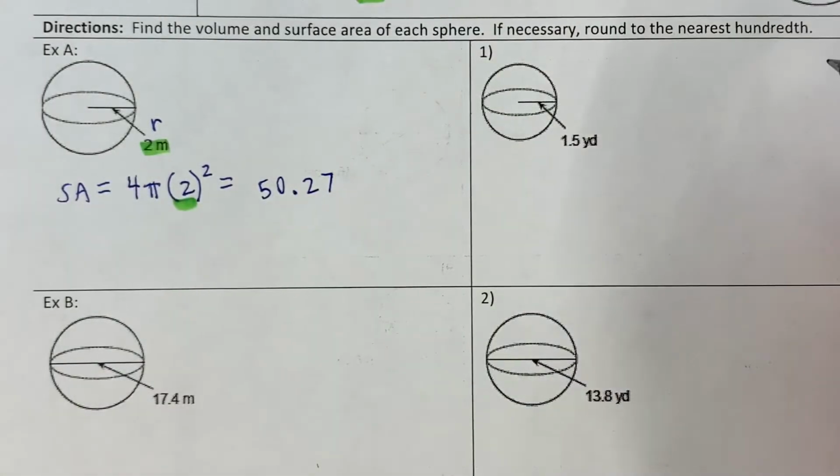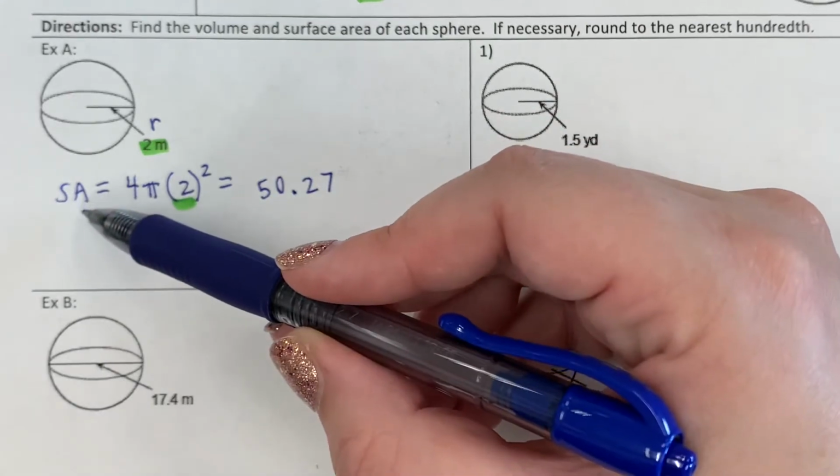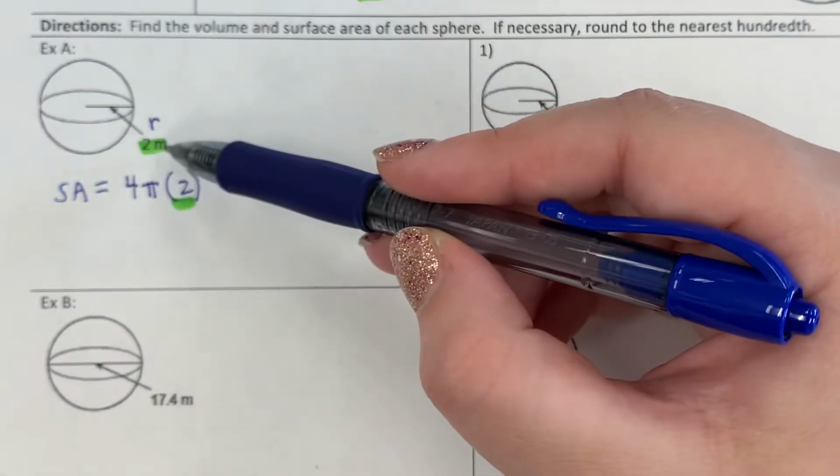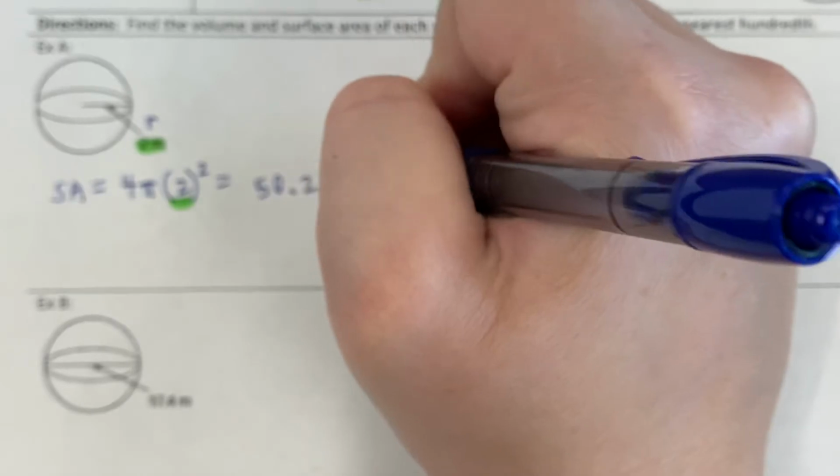50.27, and then we cannot forget units. For surface area, our units are always units squared. So for this problem, we will have meters squared.